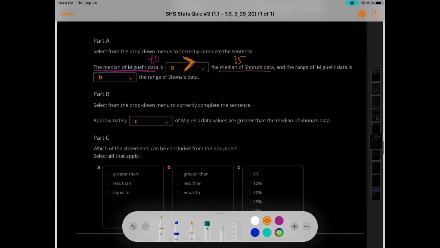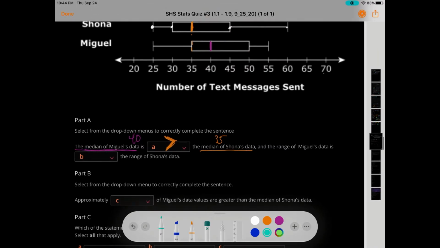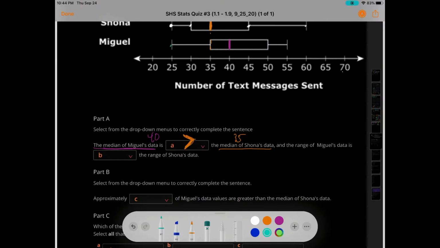40 is bigger or greater than 35. Okay, here's the second part: the range of Miguel. Miguel has a range from a minimum to a maximum. So max minus the min for Miguel is going to be 55 minus 25, which gives us an answer of 30.